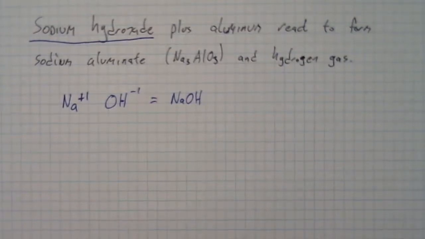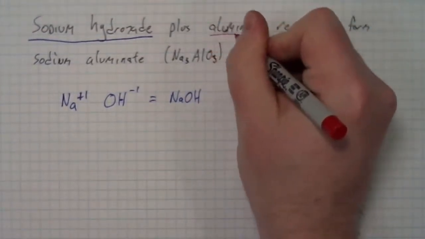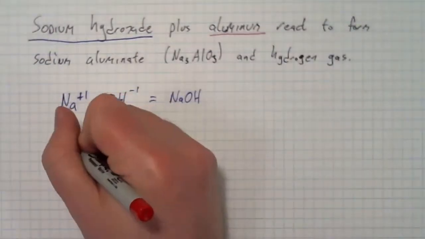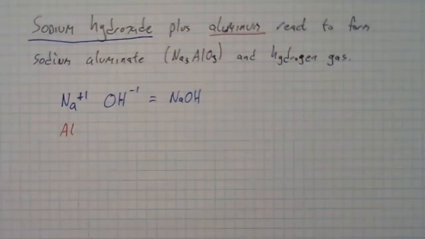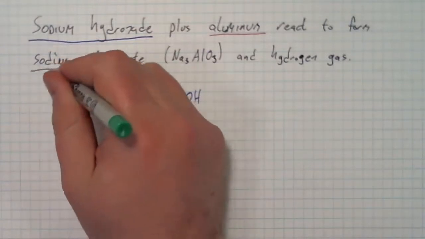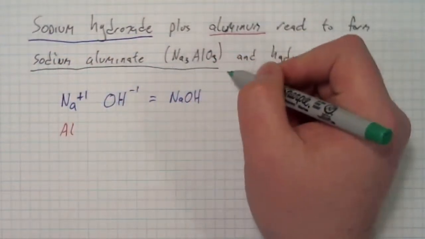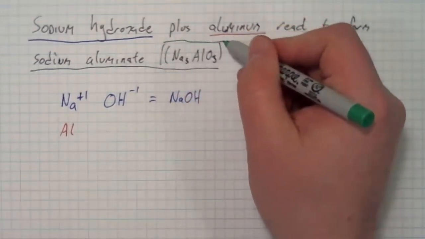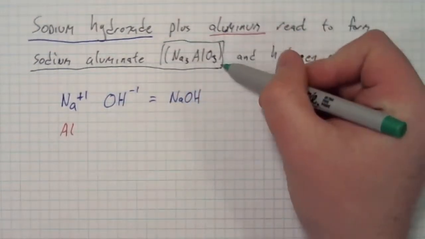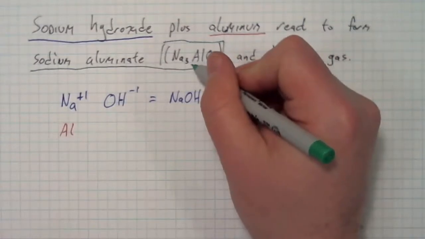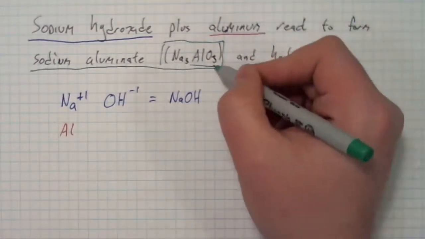Next up, we have aluminum, and aluminum here is all by its lonesome. It's not in a chemical formula, so aluminum is just aluminum, Al. That was easy. All right, we have sodium aluminate. Here, the problem went ahead and gave us the chemical formula, because this is not super common. This is not necessarily something you would be expected to know even if you were taking an advanced placement test. Aluminate exists, but it's just not that common of an ion.